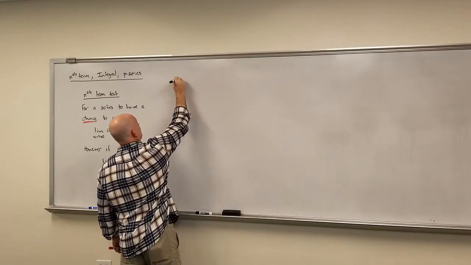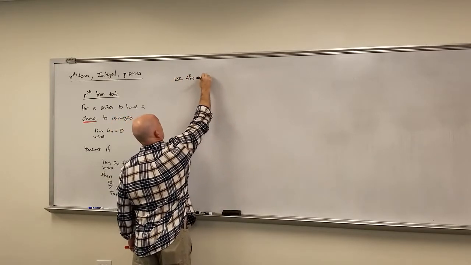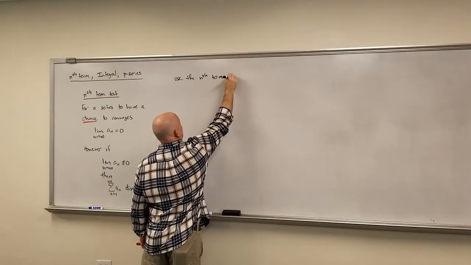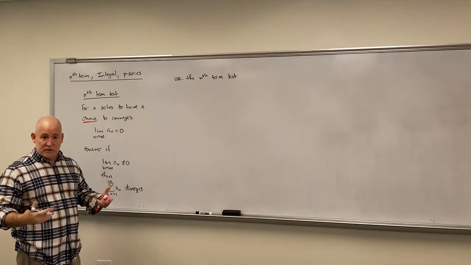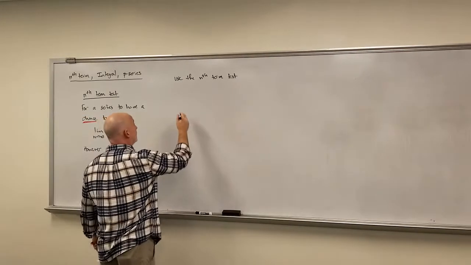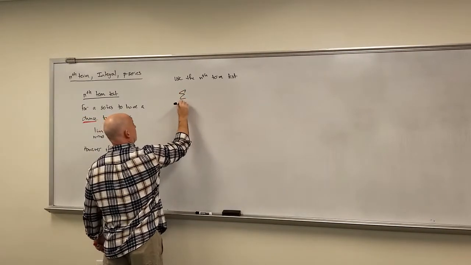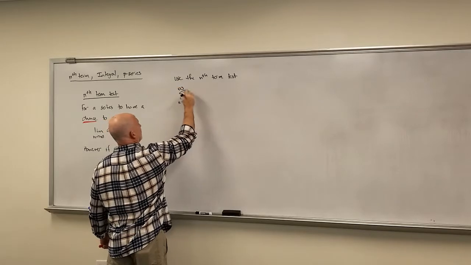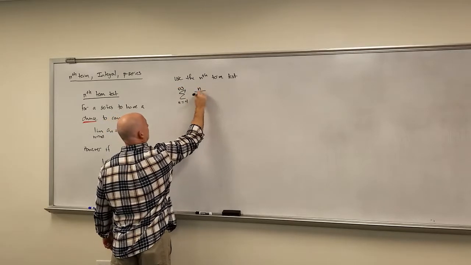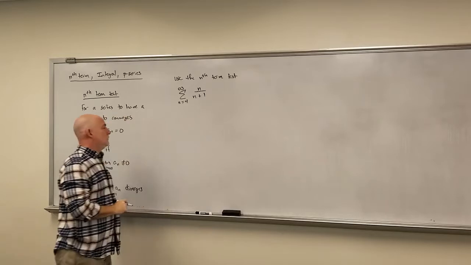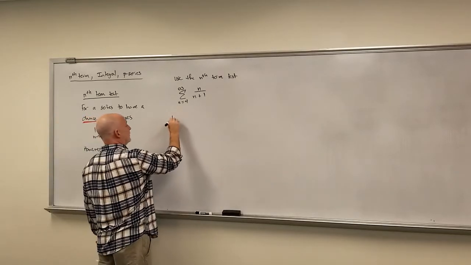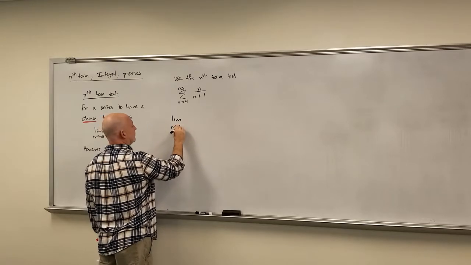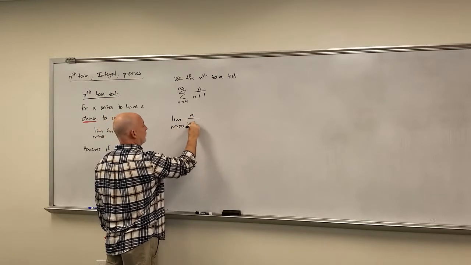So I'm going to say use the nth term test, which again should always be the first thing you're looking at, unless you recognize it's geometric or something like that. So let's say it's the sum, n equals, I don't care, let's say 4 to infinity of n over n plus 1. Well, in our head, we're just going to say, okay, what is the limit as n goes to infinity of n over n plus 1?